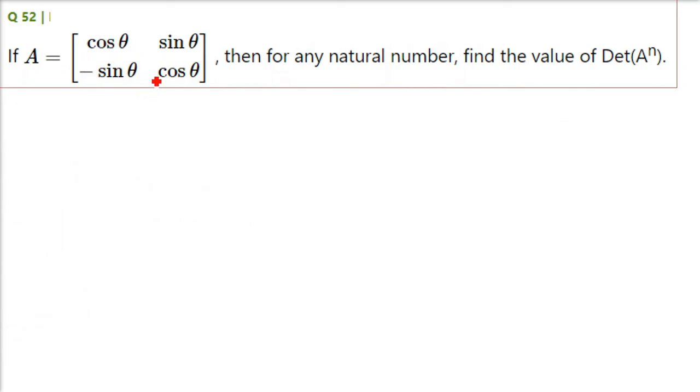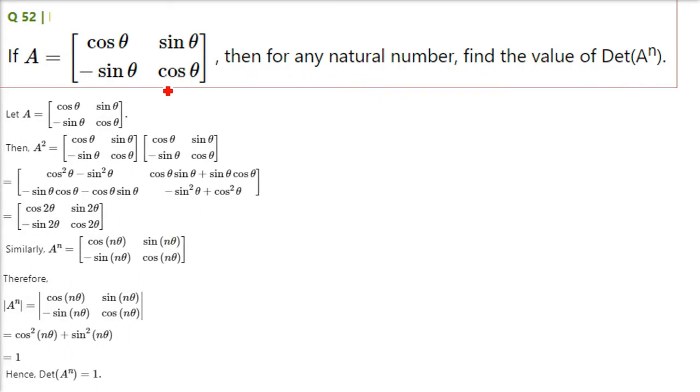If A is [cos theta, sin theta; minus sin theta, cos theta], then for any natural number n, find the value of the determinant of A raised to the power n. So see, A is given like this, but we have to first find out and generalize what A raised n will be. Let me give you an idea. I'll multiply A twice, that is, we'll try to find A square. We'll properly multiply it, and then we'll generalize it.